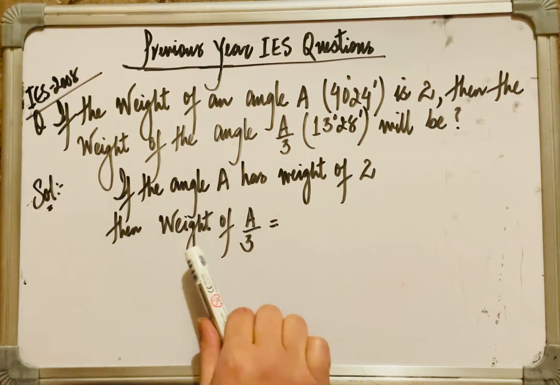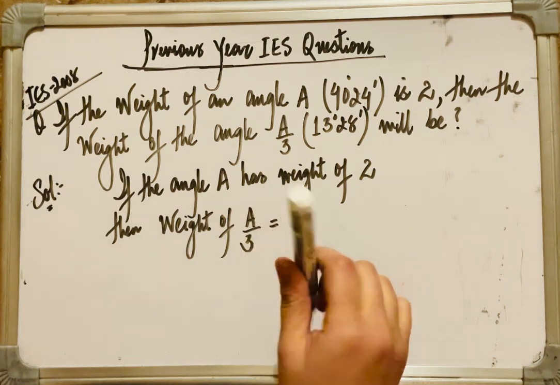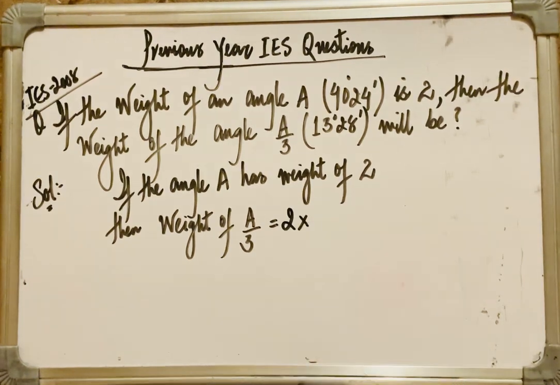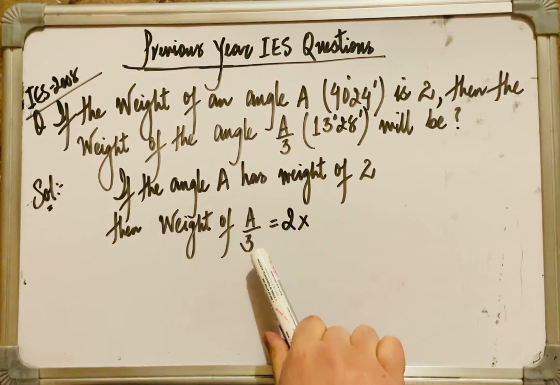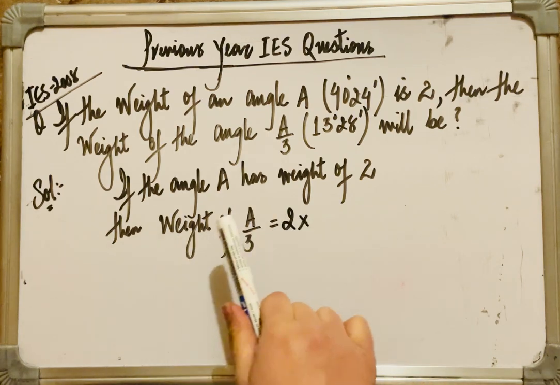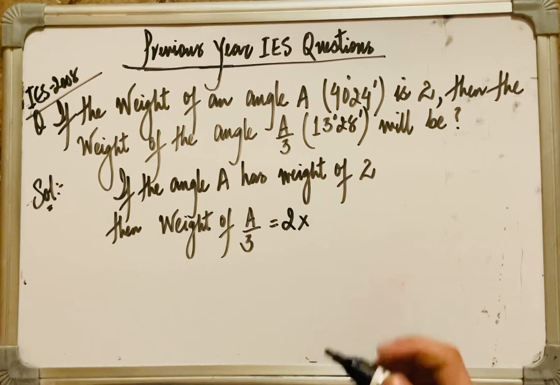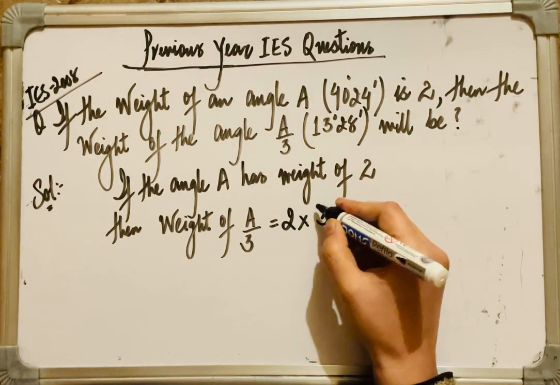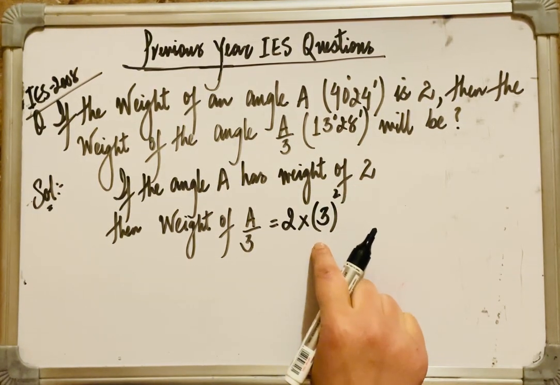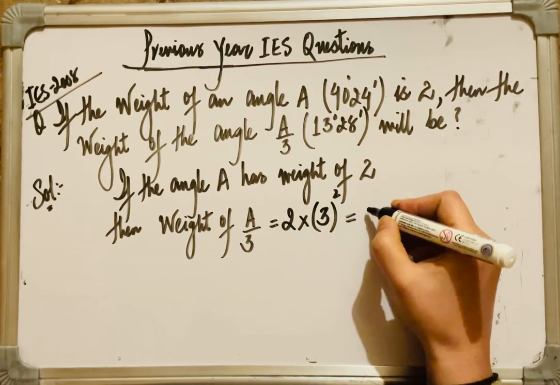So first I have to take the weight of the quantity A, that is 2. Then I have to multiply by the square of the factor by which the quantity has been divided, that is 3. Now the weight of A by 3 will be 2 multiplied by the square of that factor by which the angle has been divided. All right, so it's 2 multiplied by 3 square, which is equal to 18.